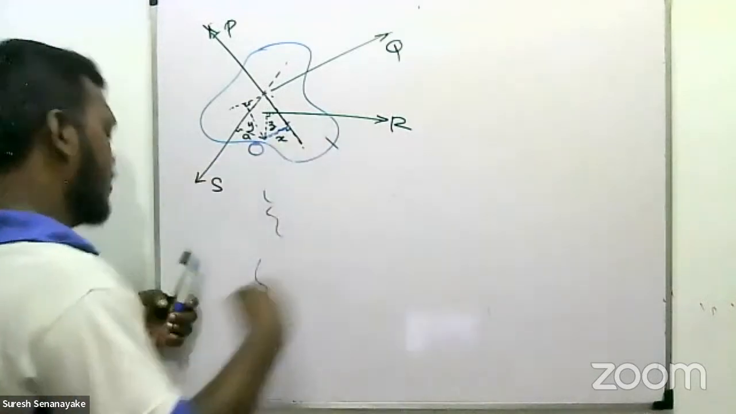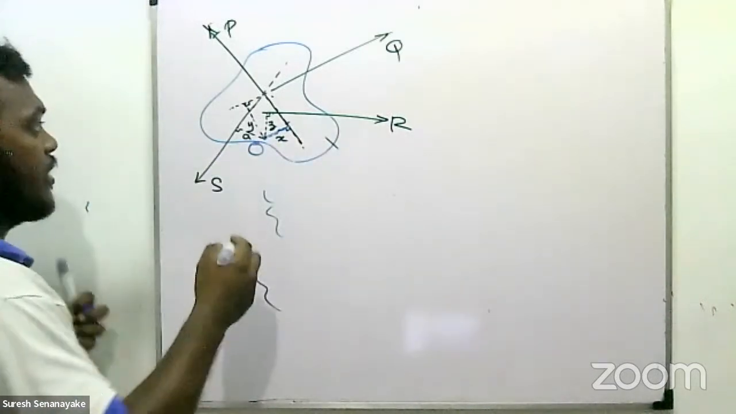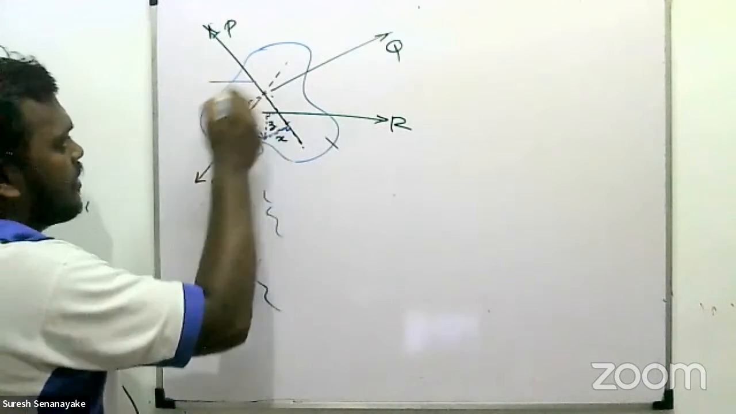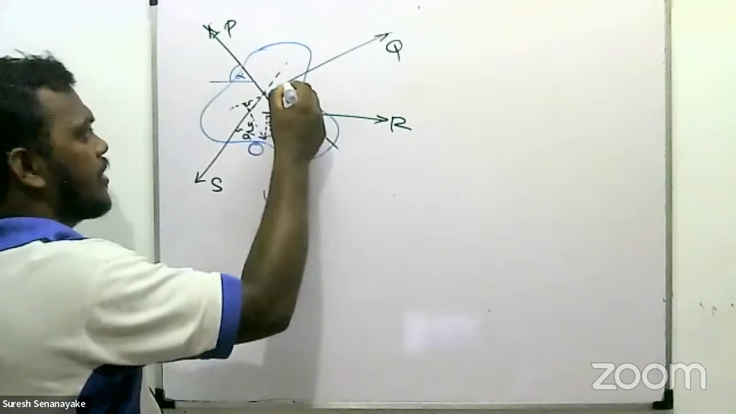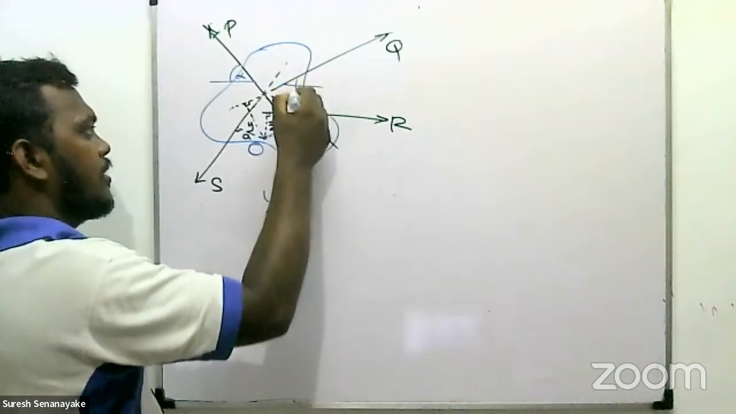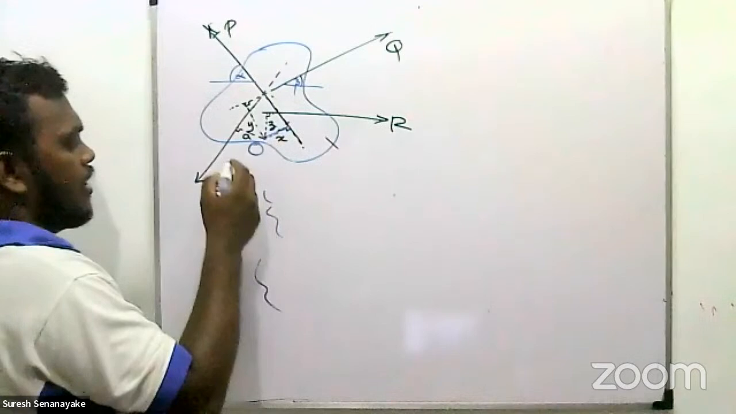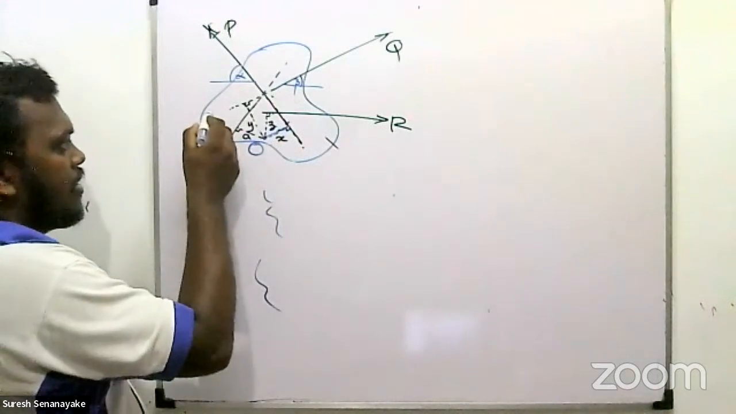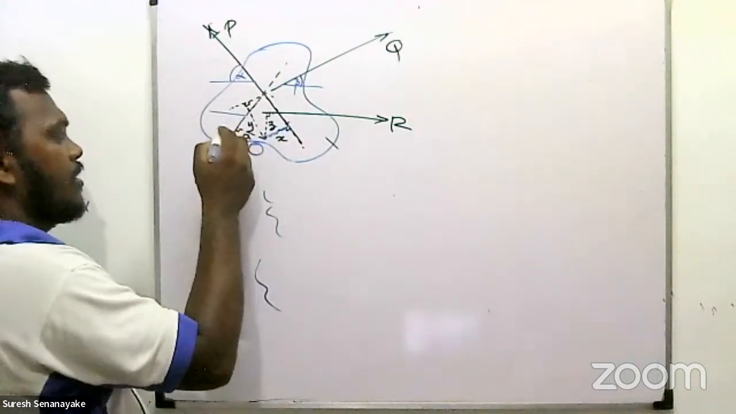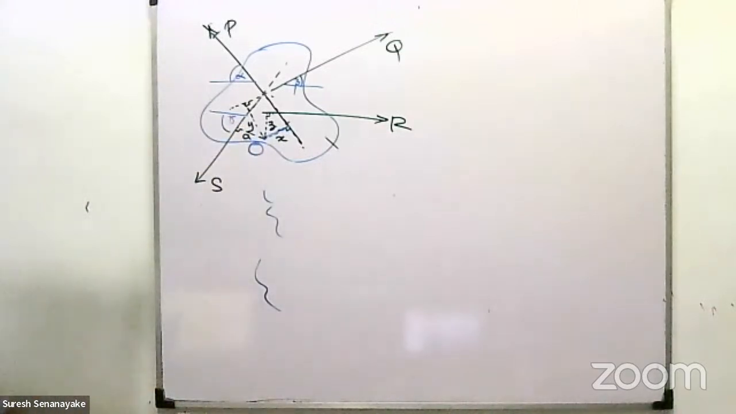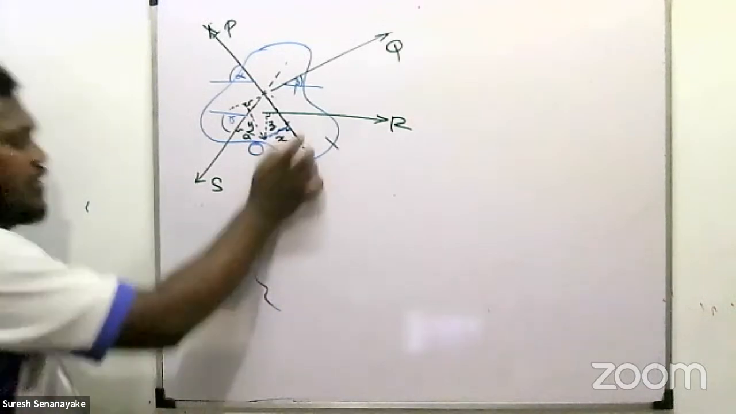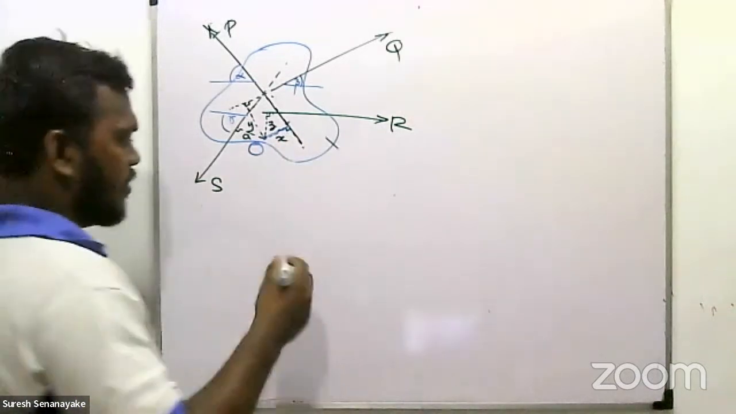This is horizontal. The force P makes an angle alpha with the horizontal, and this force Q makes an angle beta. And for S, I'll draw it here, let's say gamma. All these angles are marked with the horizontal. So according to this, we satisfy these conditions under equilibrium.